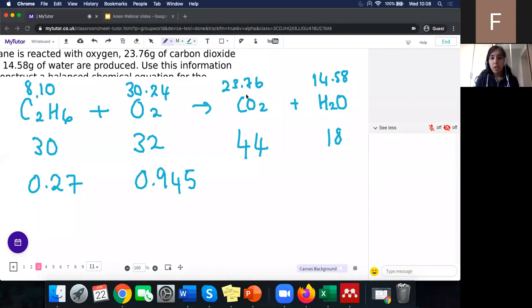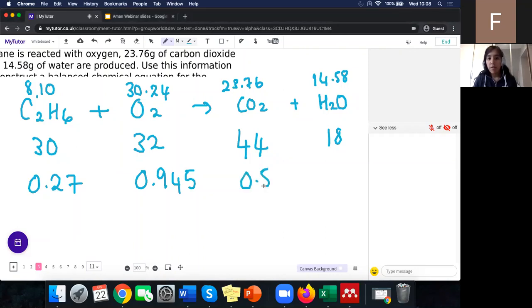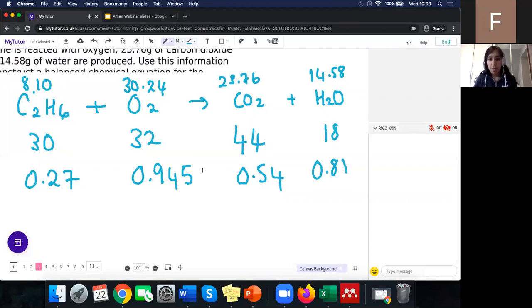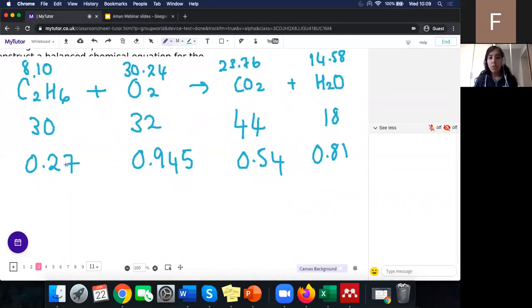Carbon dioxide, 23.76 divided by 44. 0.54, excellent, well done. And finally, water, 14.58 divided by 18. Okay, 0.81. All right, so what we can see here is that the decimals don't look that nice, but they will work out. So the smallest one is 0.27. So if we divide by 0.27, what is 0.945 divided by 0.27?